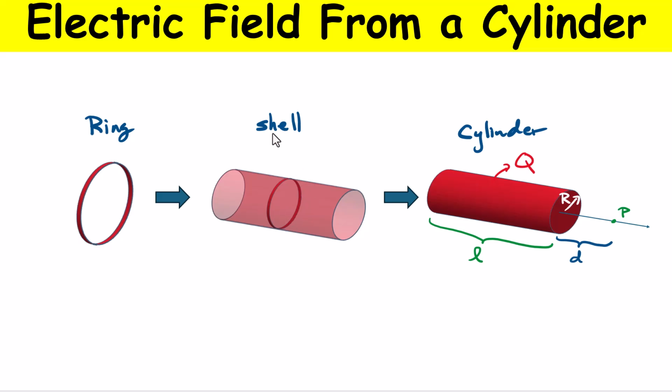Once you know the field produced by one shell, all you have to do to construct a cylinder is consider a whole series of infinitesimal shells that span this whole volume inside that cylinder. And that's how we're going to get to our final expression for the electric field produced by a cylinder.